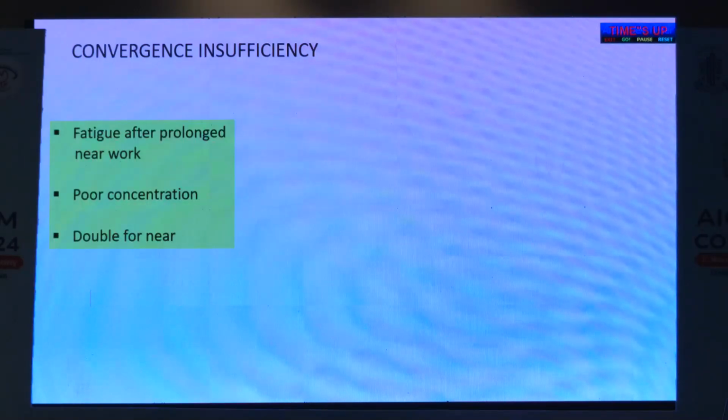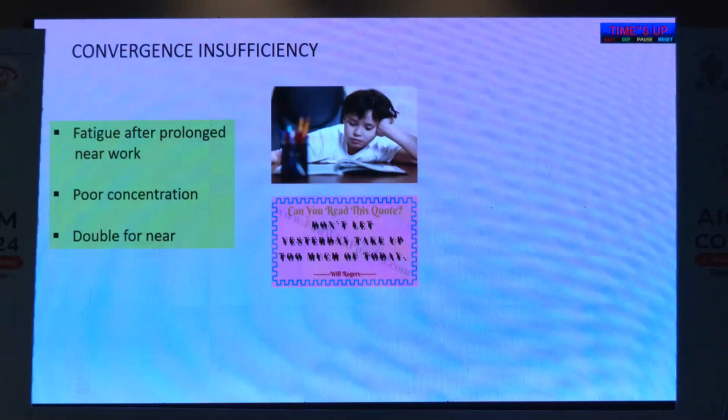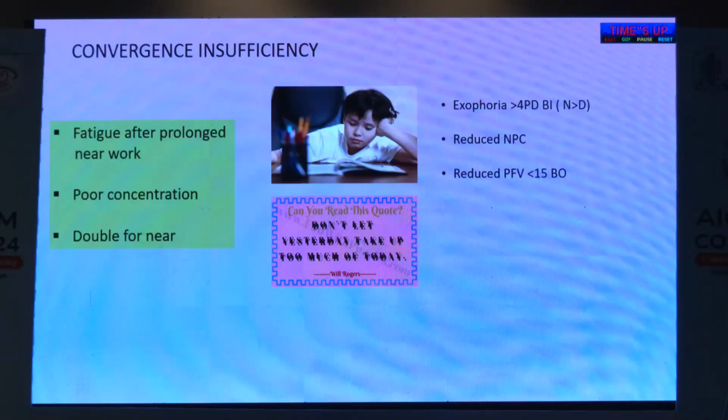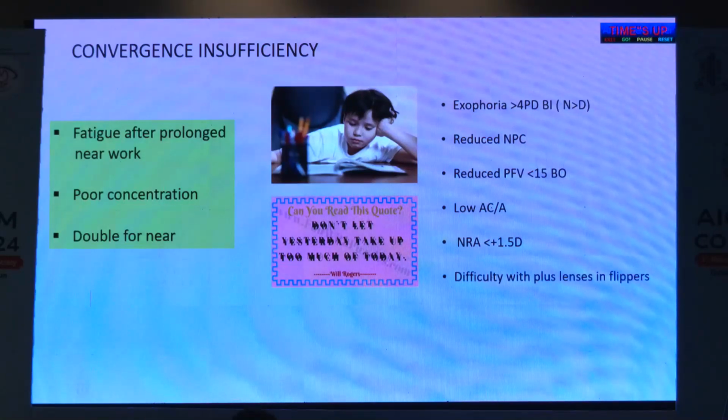Coming to the convergence insufficiency that we commonly see, here there is fatigue after prolonged near work and poor concentration, and the patient will be seeing double for near. When you do an orthoptic evaluation, normally there can be an exophoria for near. But here you will get an exophoria more for near than for distance, and your NPC will be reduced. The patient is not able to converge, so positive fusional vergence will be less than 15 diopter. Low AC/A ratio, NRA will be less than plus 1.5, and difficulty with the plus lenses.